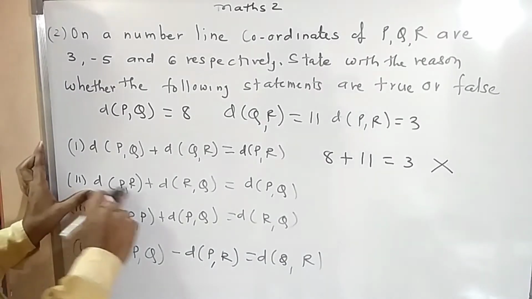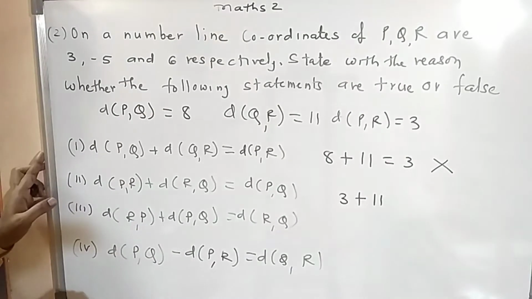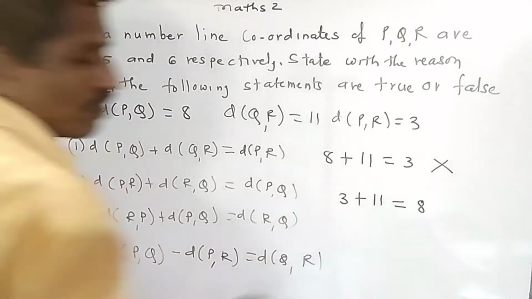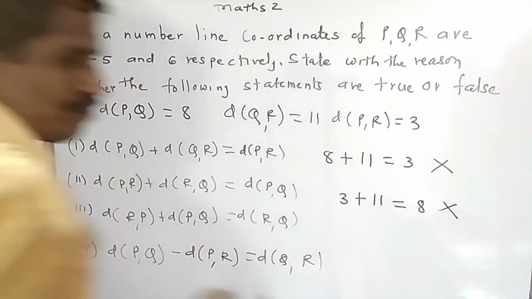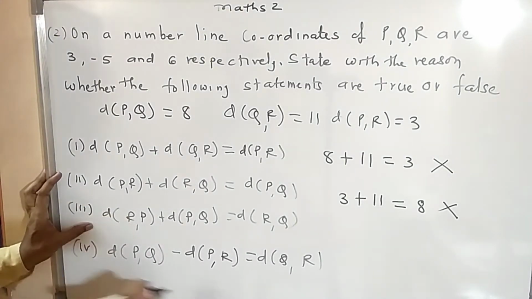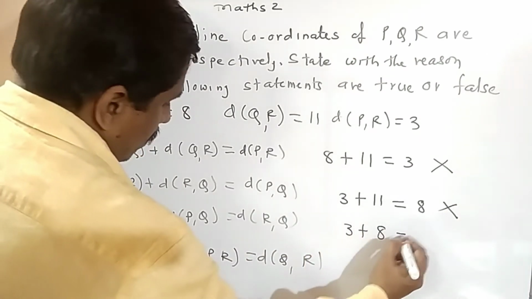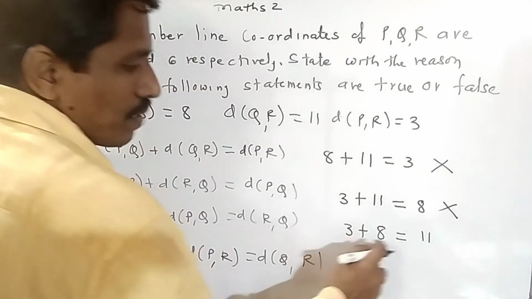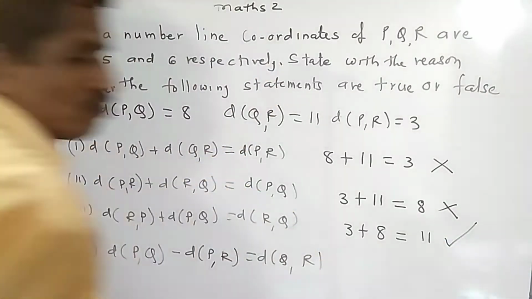Second one, distance PR plus distance QR. Distance QR is 11. That is equal to distance PQ. Distance PQ is 8. 3 plus 11 is not equal to 8. This is also a false statement. Distance RP. How much is RP? RP means PR plus distance PQ, PQ is 8. That is equal to 11. 3 plus 8 is equal to 11. This statement is a true statement.